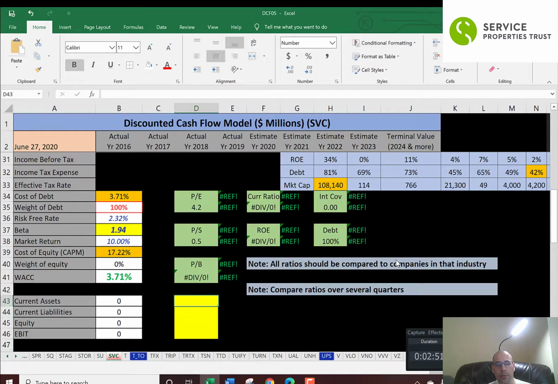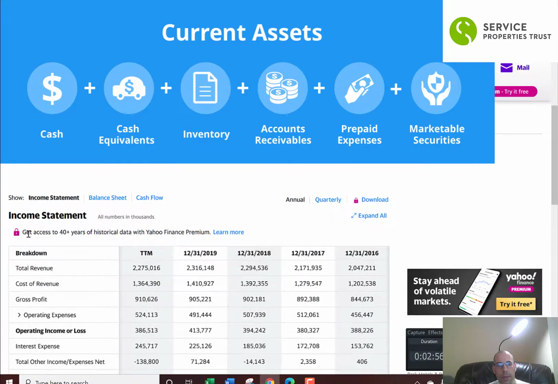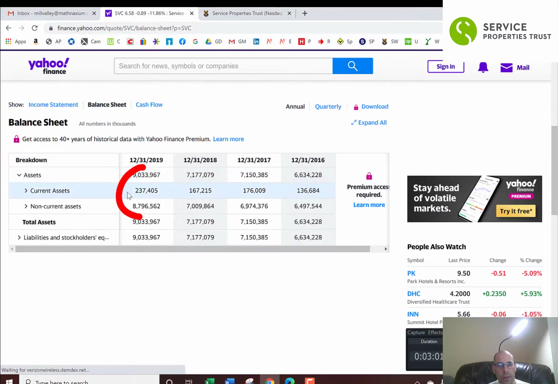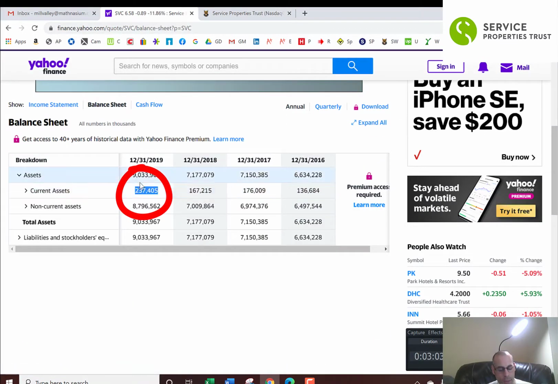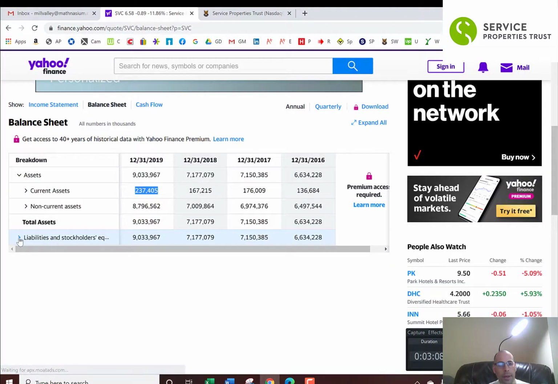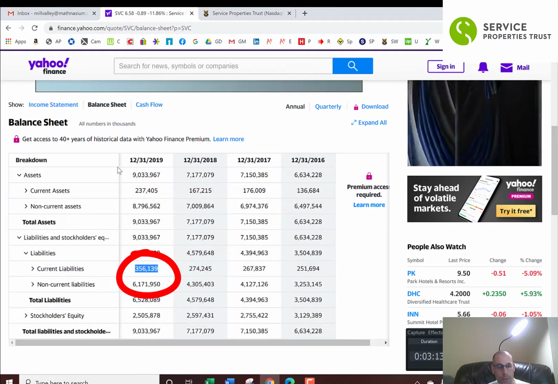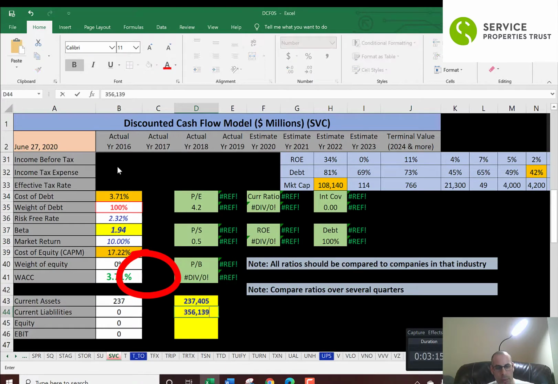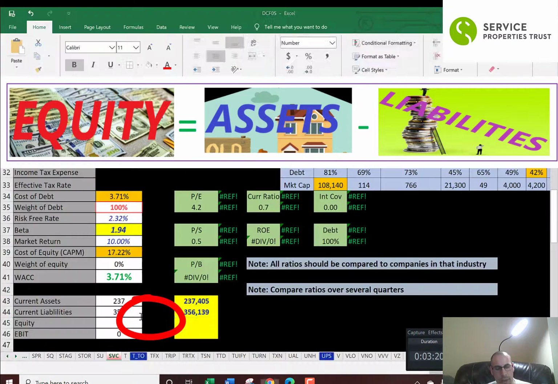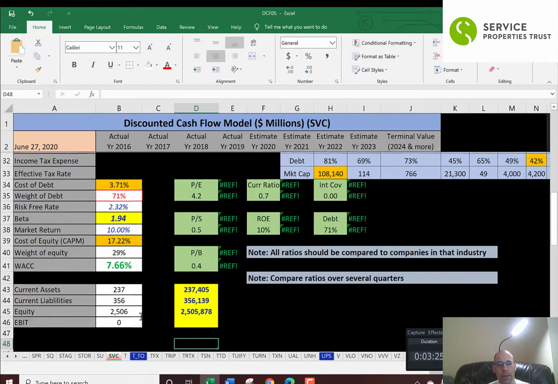Let's get some more information from the balance sheet. We'll get the current assets. These are assets which can be liquidated into cash within 12 months. They usually include cash, accounts receivables, and inventory. That's 237 million. Let's get current liabilities, and these are liabilities that are due within 12 months, and that's 356 million. Let's get their equity. That's the value of the company according to the balance sheet. That's 2.5 billion. That's total assets minus total liabilities.